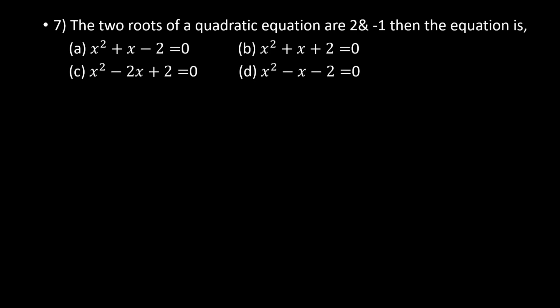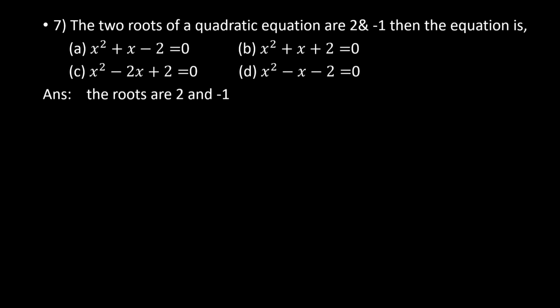The two roots of a quadratic equation are 2 and minus 1. Then the equation is: options x square plus x minus 2 is equal to 0, x square plus x plus 2 is equal to 0, x square minus 2x plus 2 is equal to 0, x square minus x minus 2 is equal to 0. In the previous question we were given the equation and asked to find the roots. Here they said we need to find the equation from the roots. So what roots did they give? 2 and minus 1.